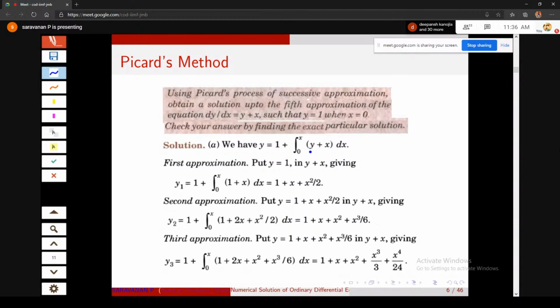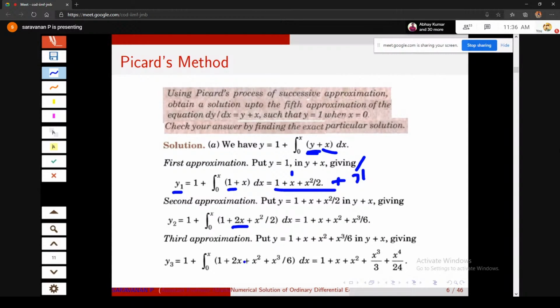Here actually what we have to do, in place of y, we have to substitute y0. So what is y0 here? y0 is 1. So I'll get 1 plus x. Integrate it. Next step, in place of y, we have to substitute y1. This is y1. So this value plus x. x plus x, 2x.